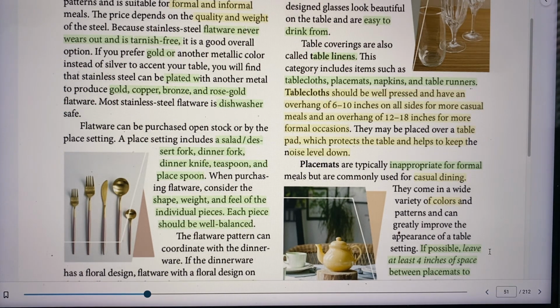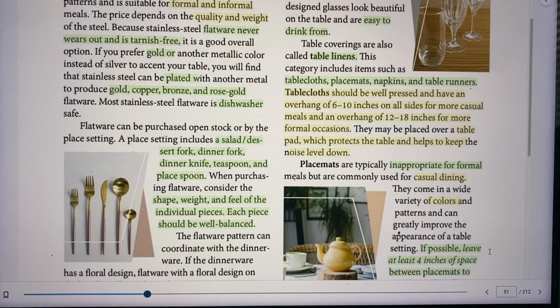A lot of times the tablecloth just doesn't quite fit, it just barely comes to the end. It's not really good looking. It has to overhang at least 6 to 10 inches on all the sides. So it's hanging down 6 to 10 inches. And that's for more casual. But for a wedding or a formal occasion, you might want to let it overhang more than a foot on each side.